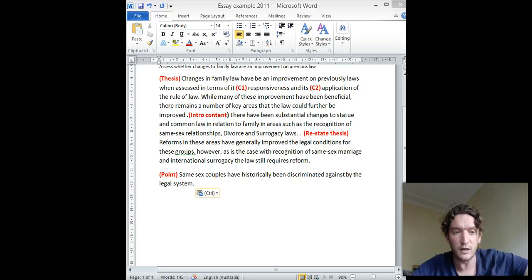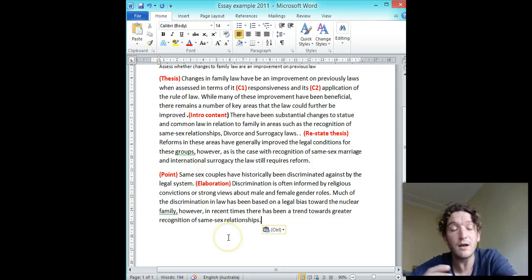But this isn't sufficient, particularly given the fact that sometimes you have to make big statements. Here we've said that they've been historically discriminated against. That's a big statement. You can't just leave that hanging. We need space to elaborate on what we mean. So we add an elaboration sentence or sentences.